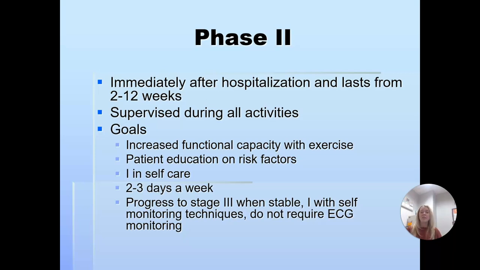We're going to try to increase their functional capacity with exercise. We're going to continue with patient education on risk factors. We are hoping to get the patient independent in self-care. They're typically seen 2 to 3 days a week, and our big focus here is going to be on ambulation. We're going to try to increase them by about 4 to 6 weeks up to about 20 to 30 minutes a day of some type of aerobic activity. And walking is going to be the most common type that we'll see.